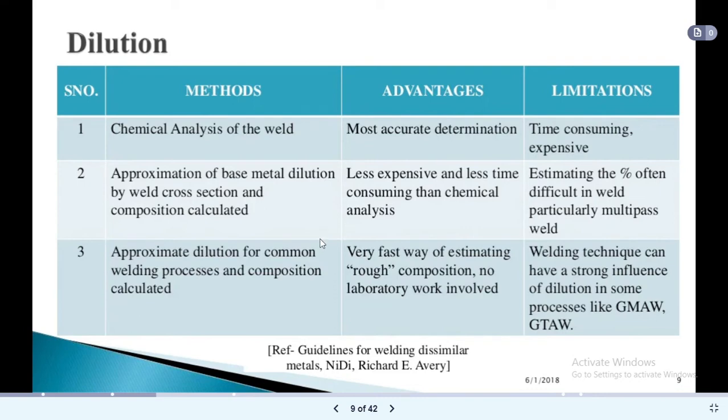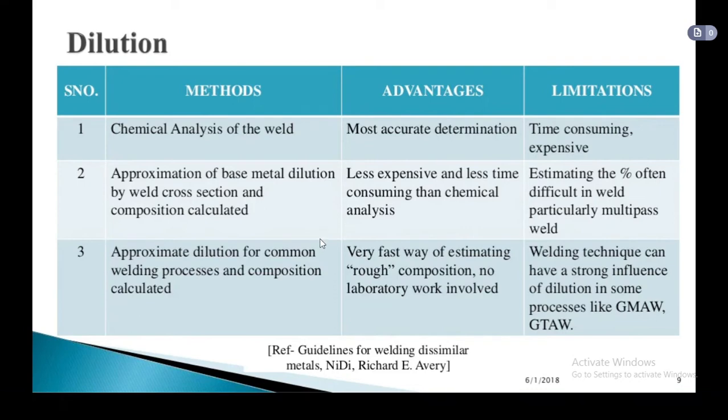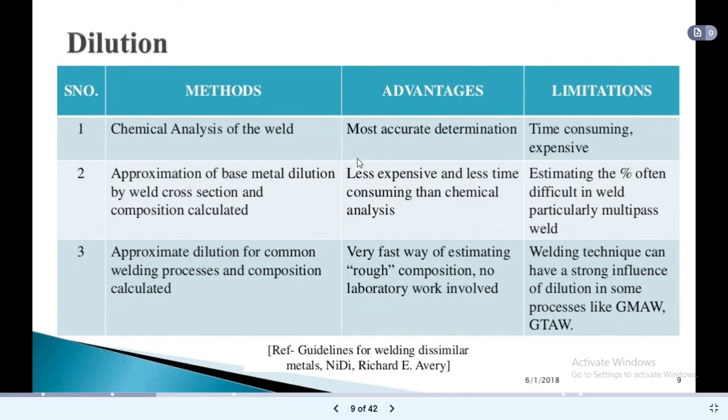Means if we want to find out which composition is formed in a weld zone, it can be observed by the approximation method. If we use this approximation method, what are its advantages? It is less expensive and less time consuming than chemical analysis. Means it can be done easily and takes less time.